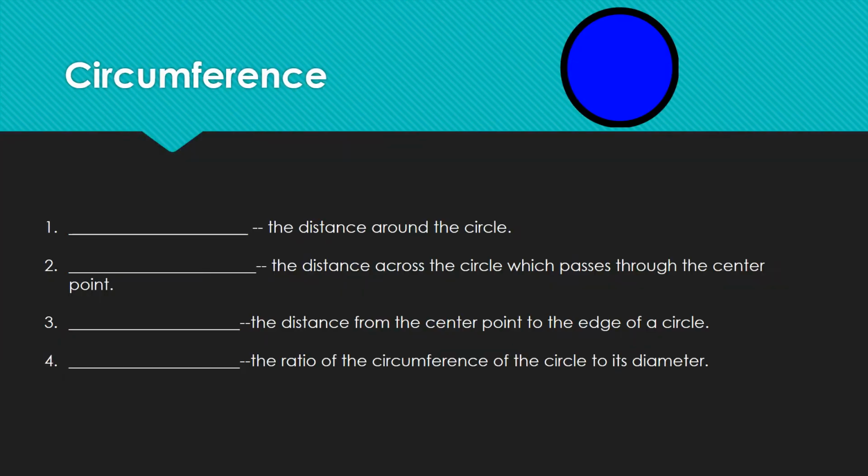We're going to discuss circumference vocabulary. Remember, circumference is the distance around the circle. The diameter is the distance across the circle which passes through the center point. The radius is the distance from the center point to the edge of a circle.